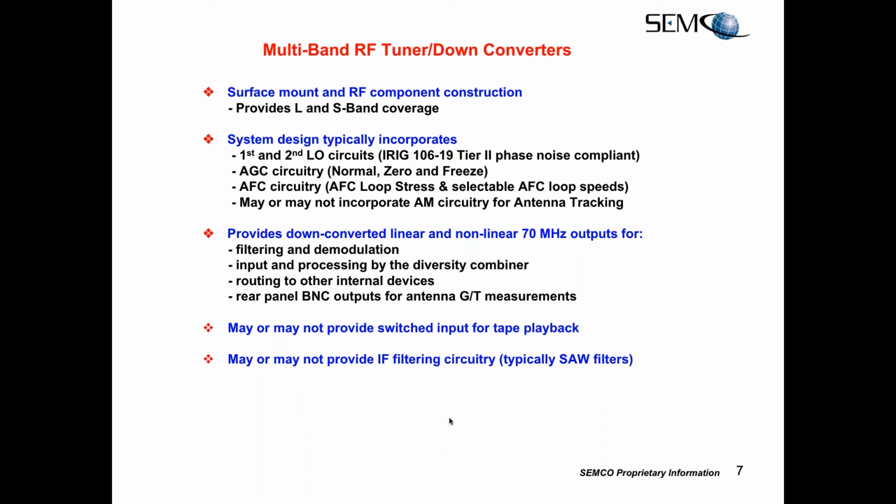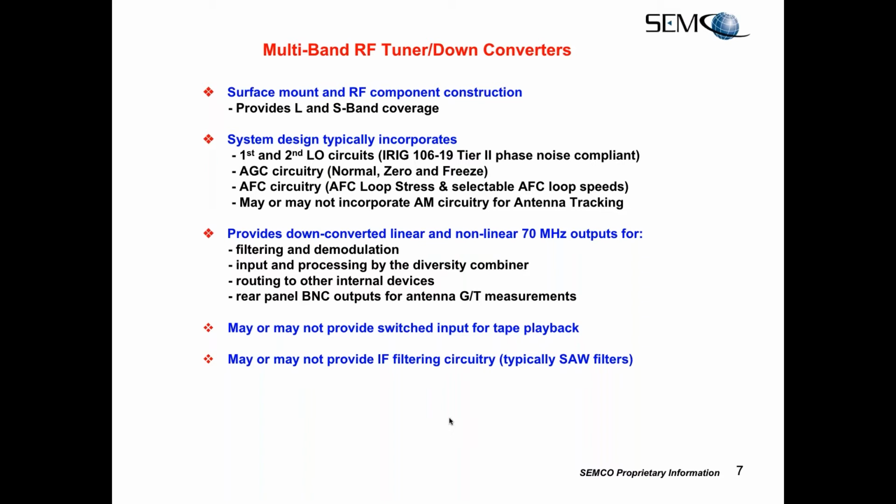You also want to be able to have 70 megahertz. 70 megahertz is the conventional IF for a receiver, for all receivers. And so the first and second LO down converts to 70 megahertz, and it goes through some very, very extensive RF filtering before that happens. And we'll talk a little bit about that in a later slide. But you want your down converted linear and nonlinear 70 megahertz outputs to be used for filtering and subsequent demodulation by the receiver. Input and processing by the diversity combiner.